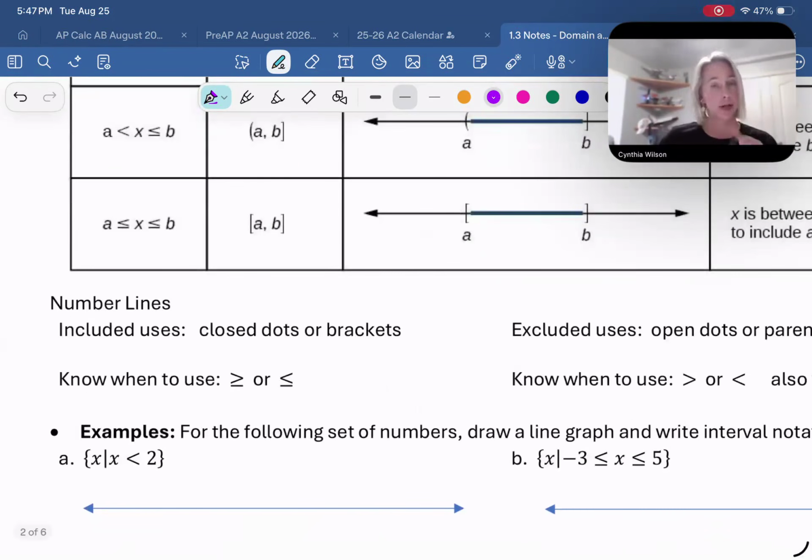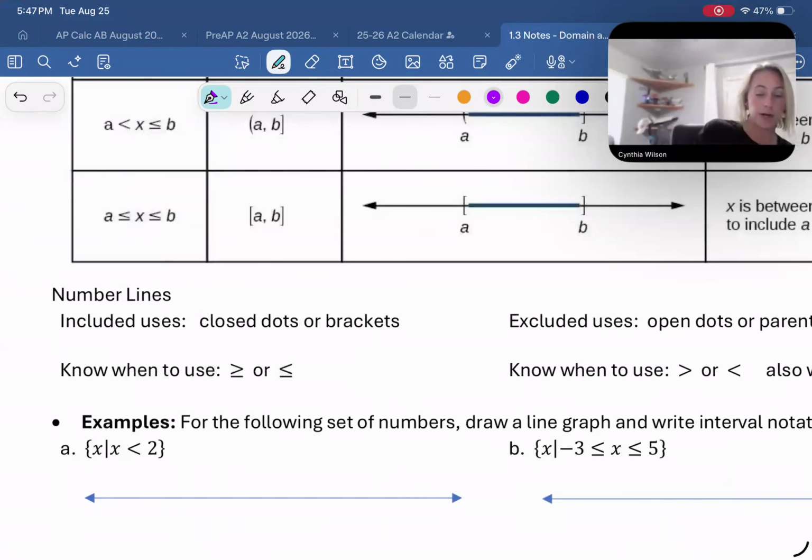So your number lines, okay, included. You remember I talked about that word inclusive. Oh my God, my dog. Holy cow. Pros and cons to being at home. So inclusive, what that equals to, gets closed dots, or brackets.